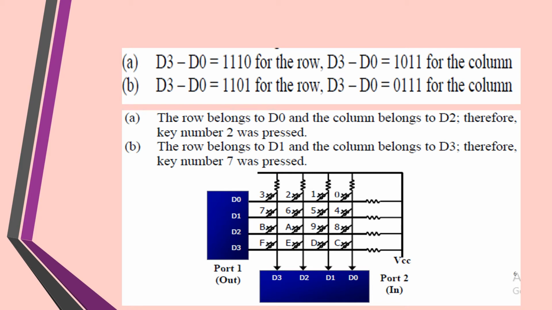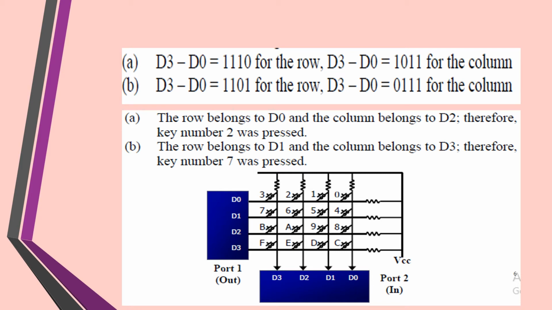So D0 is 0 and D2 is 0. Row D0 is 0 and column D2 is 0, meaning the key number is 2. You can find this out in the figure. Then the second one, example B, where D3 to D0 is equal to 1, 1, 0, 1.